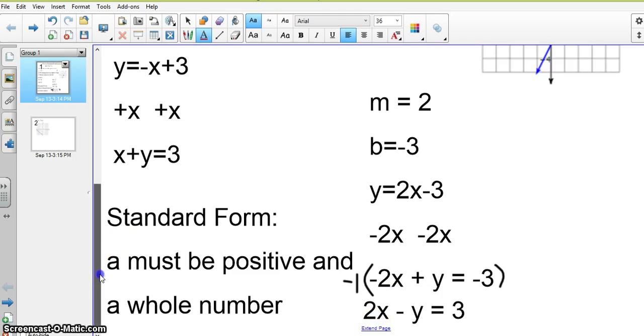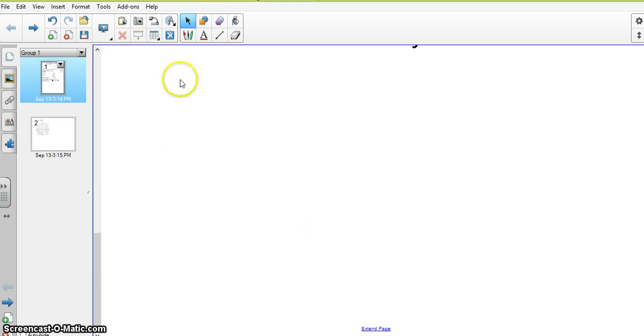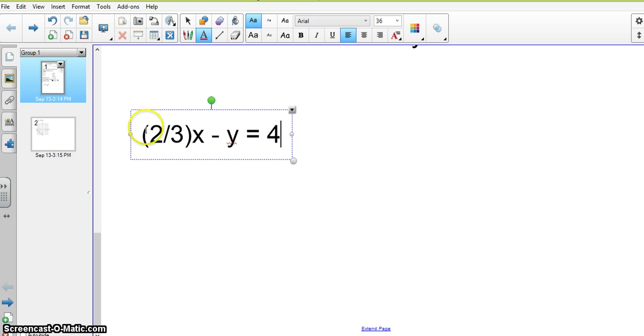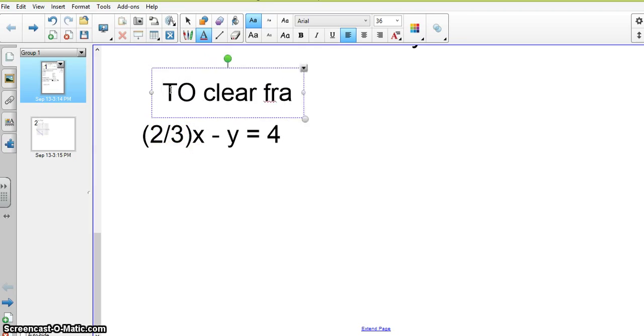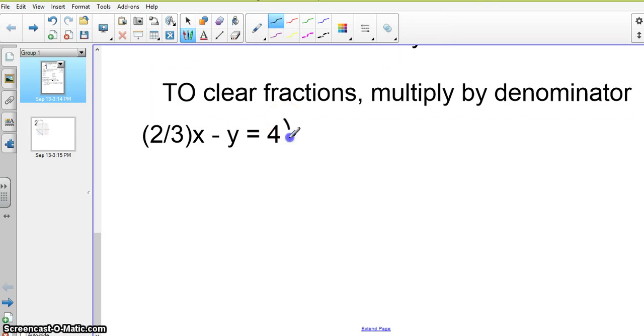If you do happen to run into an example where your a is not a whole number, all you have to do is clear the fraction. So let me just give you an example. Let's say you get to the end of the second step and your answer is like 2/3 x minus y equals 4. Can't have a fraction. So in order to clear your fraction, all you do is multiply by the denominator. So in this problem, we would just multiply everything by 3.